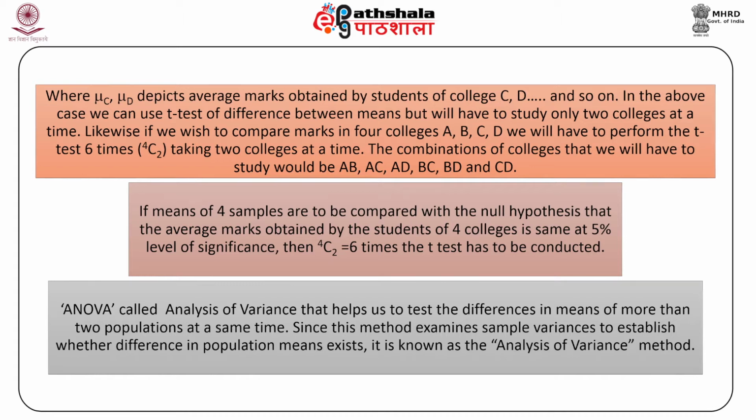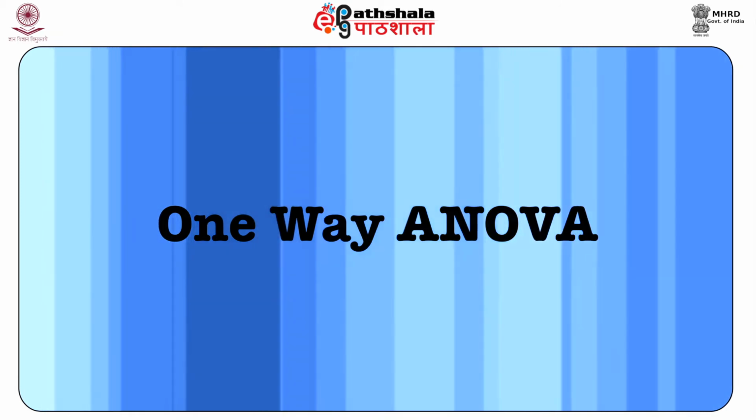You would appreciate that when more than two populations are involved, the t-test for difference between means at a specific level of significance, say 5%, becomes a very cumbersome process. If means of 4 samples are to be compared with the null hypothesis that the average marks obtained by the students of 4 colleges is same at 5% level of significance, then 4C2, that is 6, t-tests have to be conducted. Therefore, we have an alternative in the form of ANOVA, called analysis of variance, that helps us to test the difference in means of more than two populations at the same time. Since this method examines sample variances to establish whether difference in population means exists, it is known as the analysis of variance method. Let us now look at one-way ANOVA.